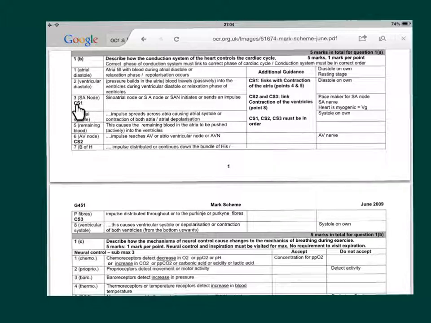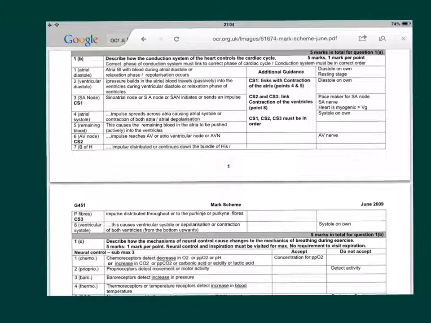Now, if we look at point 3, this is where we're really getting into the stages of the conduction system and how it controls the cardiac cycle. So the first point is the sinoatrial node initiates or sends an impulse. That was the first stage, and what we looked at, that the impulse was initiated from the SA node. Point 4 is atrial systole, and we know that atrial systole is the contraction phase of the atria. The impulse will spread across the atria from the SA node, causing atrial systole or contraction of both atria.